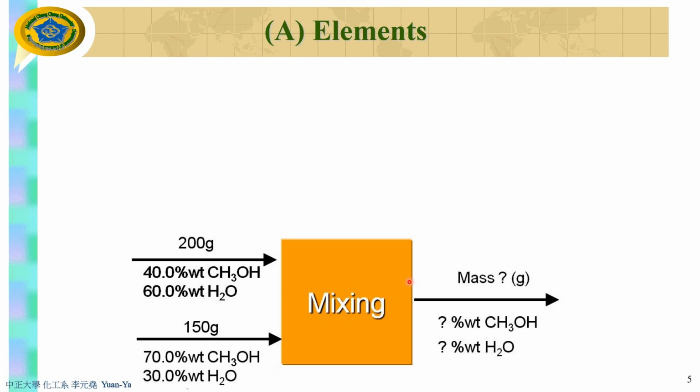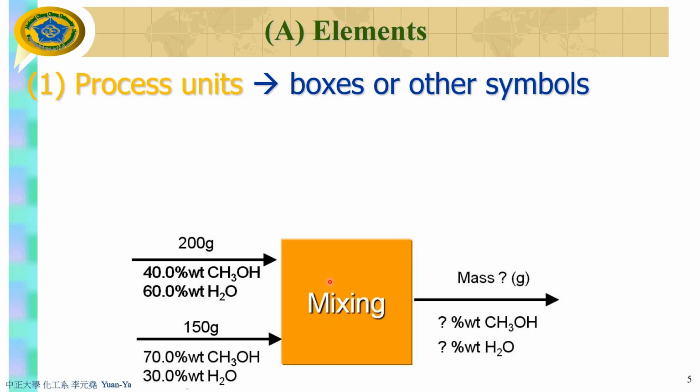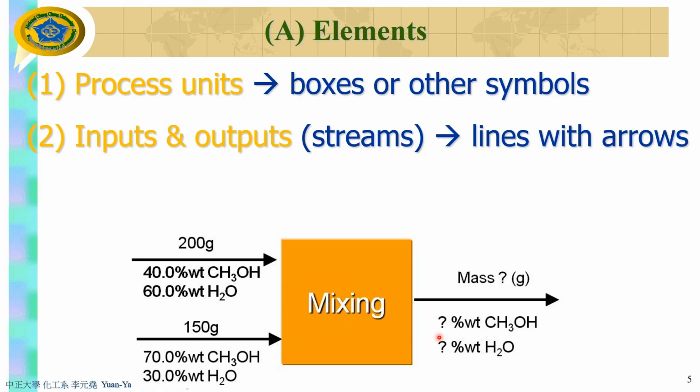As a result, we have some elements. The first element is called a process unit. You can draw it as a box or other symbols, a triangle, whatever, but normally we use a box here. Element 2 is that you need to have input and output, these streams or lines with arrows. Remember, in chapter 4, we only talk about input equal to output.